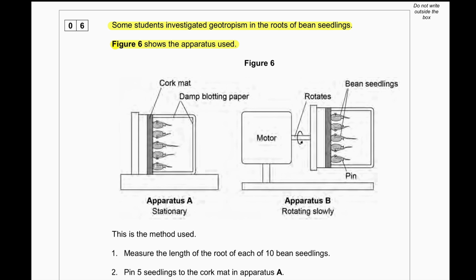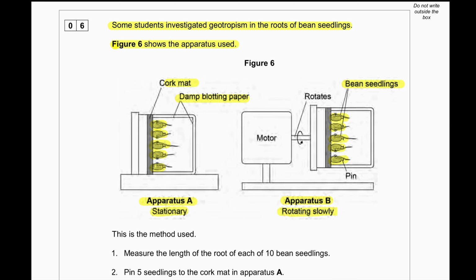Figure 6 shows the apparatus that is used. We can see a cork mat where there is a damp blotting paper and the apparatus A is stationary. The seedlings have a pin through them to make them stable. And apparatus B is rotating slowly. The bean seedlings are also present there with a pin to make them stable, and then they're rotating.